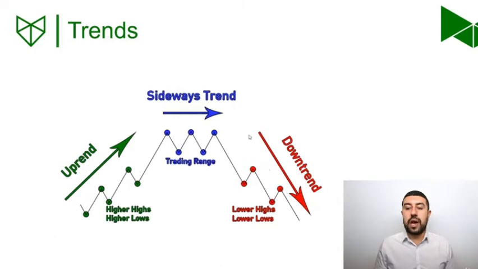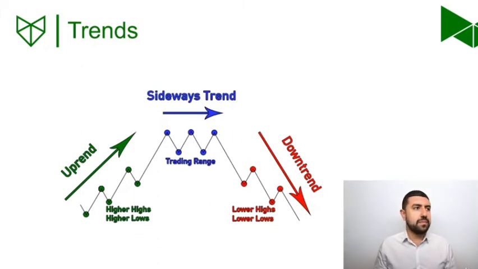A downtrend is where you have lower lows and lower highs. You have a currency that's going down, and each time there's a low, it's lower than the previous low, and the highs are lower than the previous highs. And a side trend is basically where it's equivalent. The highs are equal to each other, and the lows are somewhat equal to each other. So we're trading in a range like this.